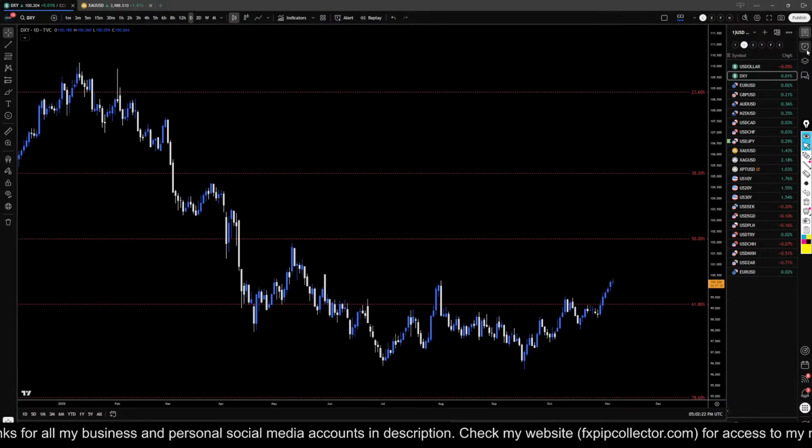If the euro dollar is your main pair, and that's the pair that you trade, then the DXY is probably a little bit better for you. It gives you a little bit of a different perspective on the pattern, just seeing it upside down like that.